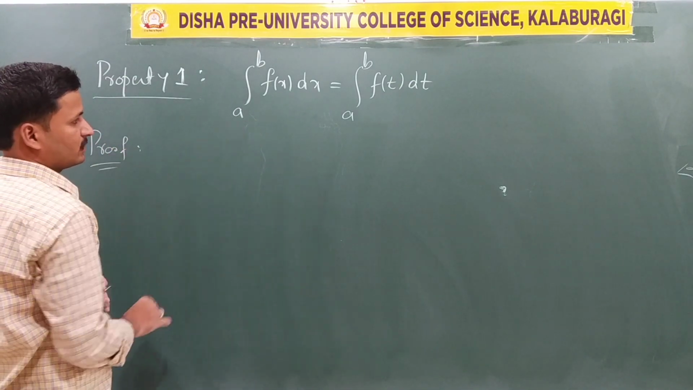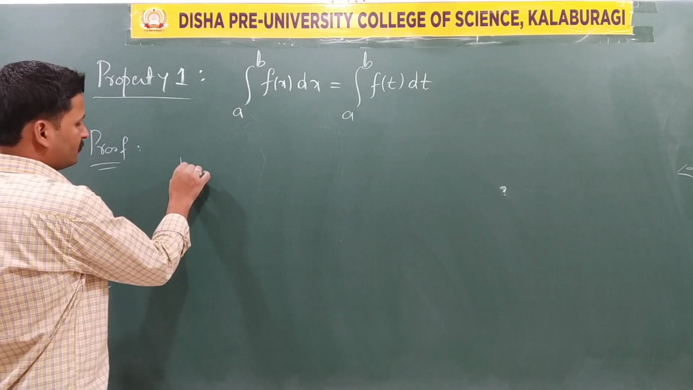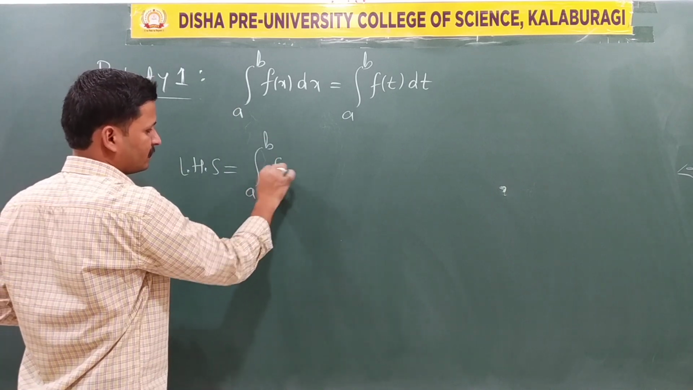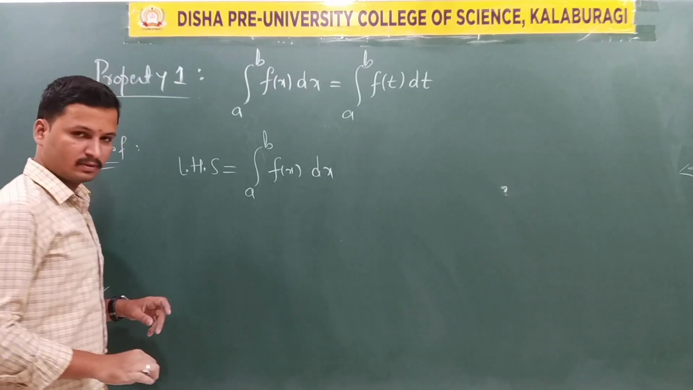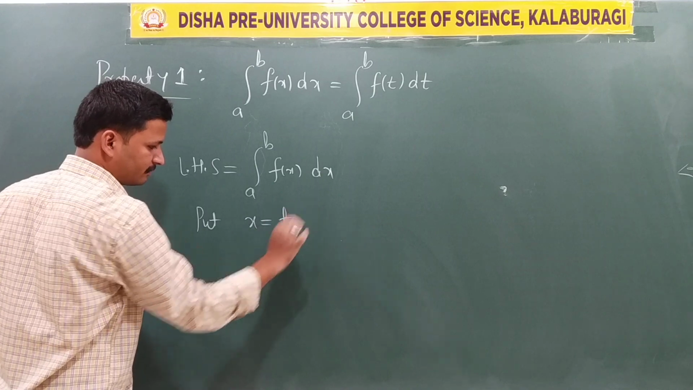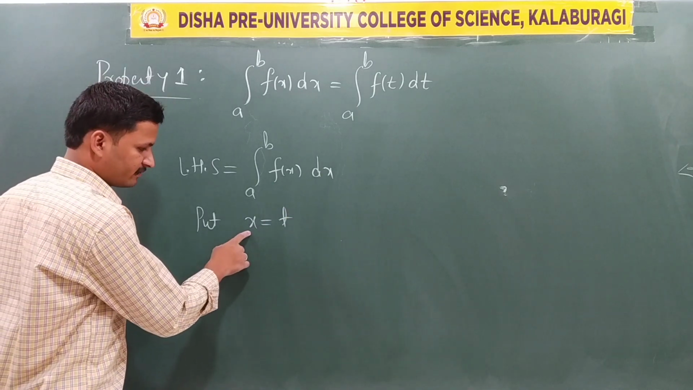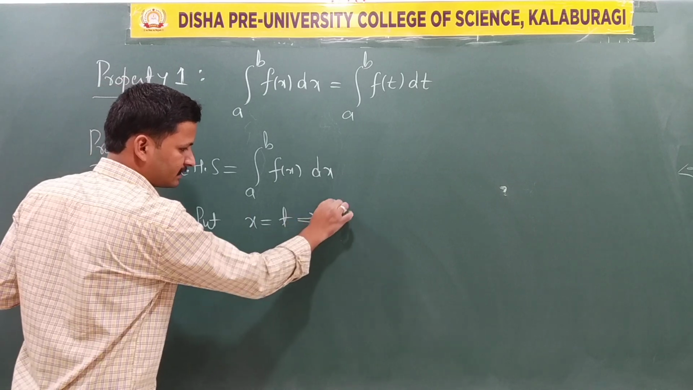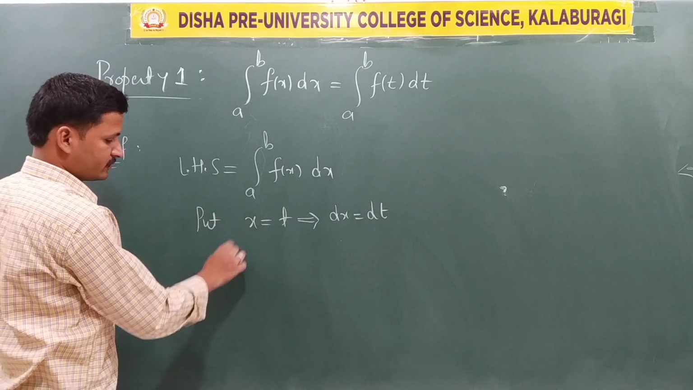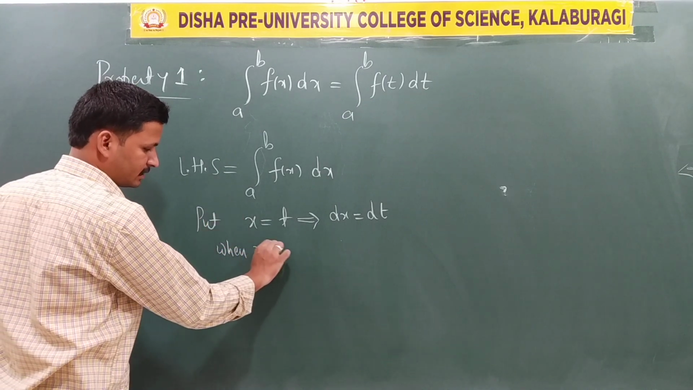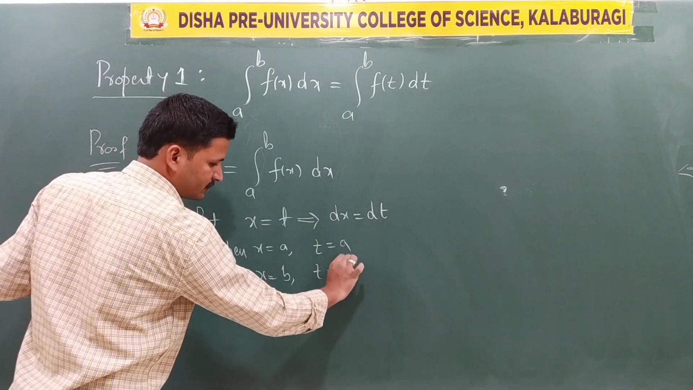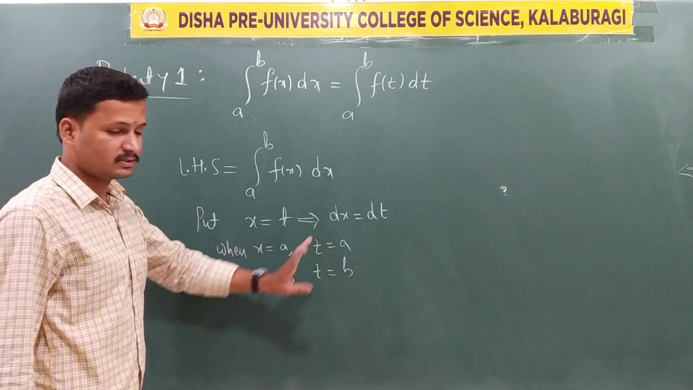Easy proof for this one. Okay. So that means see, consider the left hand side LHS, that is integration from a to b f of x into dx. So here substitute x is equals to t. That means we need to differentiate x with respect to t. So what you will get, that is dx is equals to dt. When x is equals to a, then t is equals to a. When x is equals to b, then t is equals to b. So that means lower and upper limit also same.